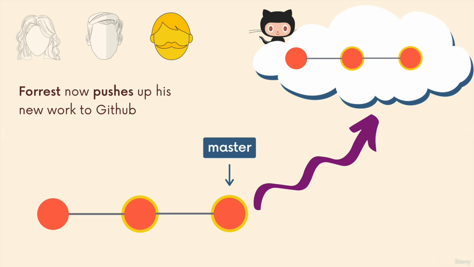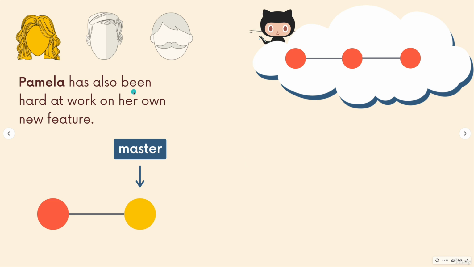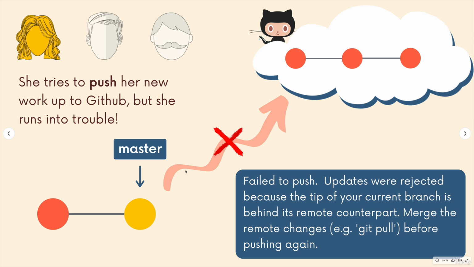During this same period where Forrest was working and he pushed his code up, Pamela has also been hard at work on her own feature all day. So that yellow commit is Pamela's new work. Okay, so as she's been working, Forrest already pushed some code up. Pamela now wants to share her code with everyone. So she wants to push it up. So she tries it, git push origin master, but she's not allowed to.